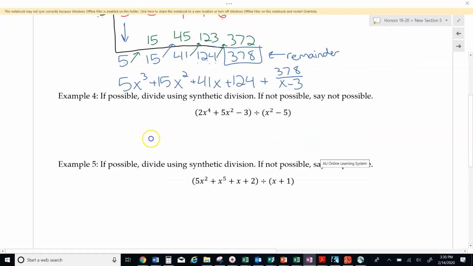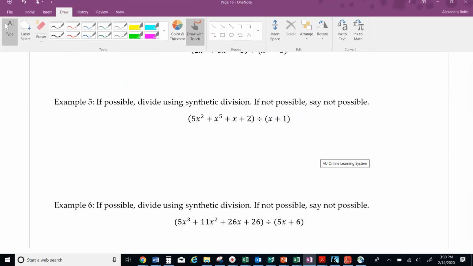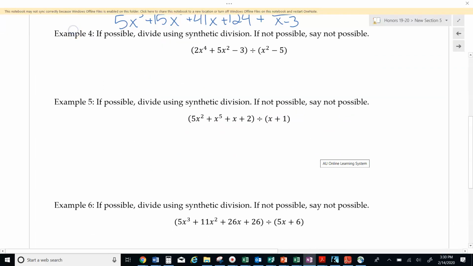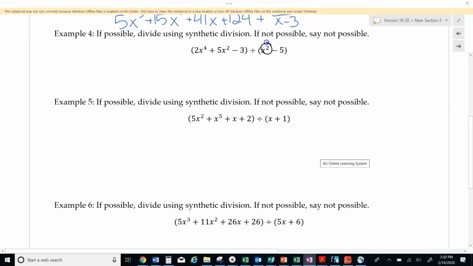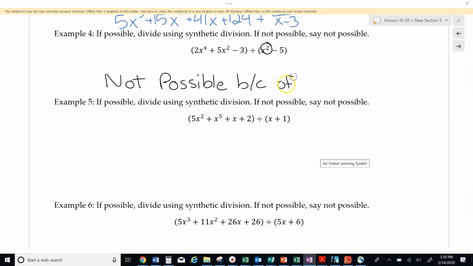All right. Example 4. If possible, divide using synthetic division. If not possible, say not possible. Ooh. It has an exponent. Not possible because of exponent. Nice. Done.